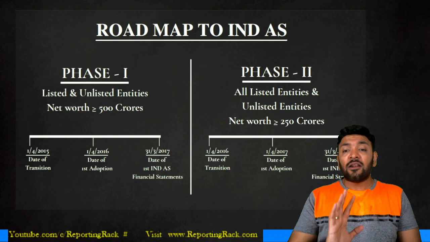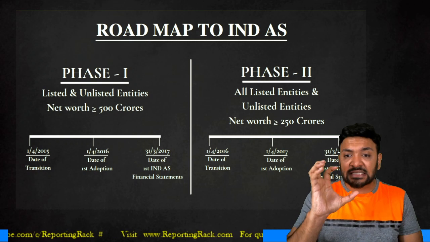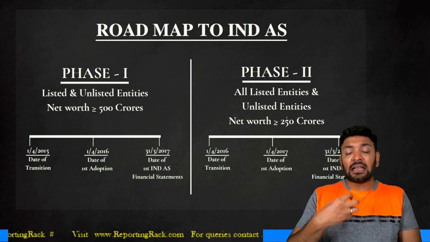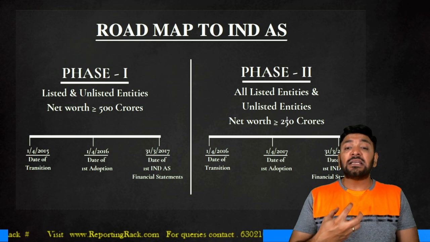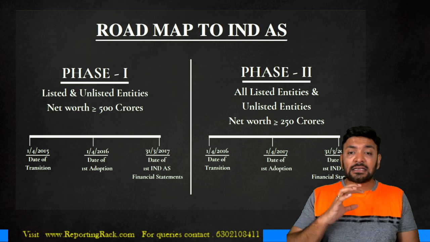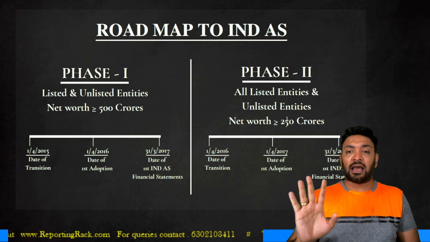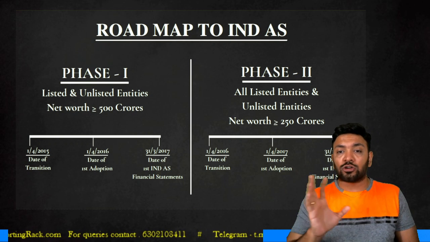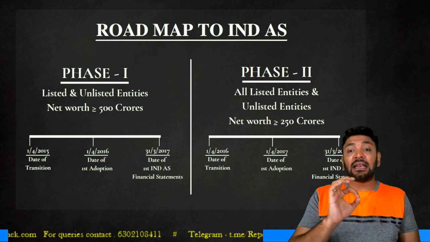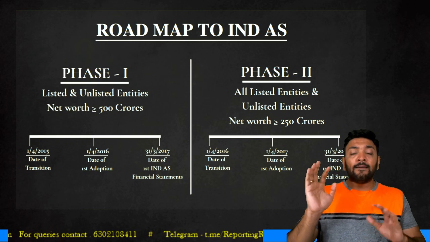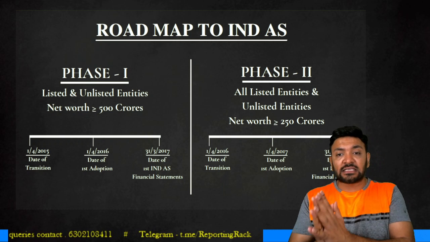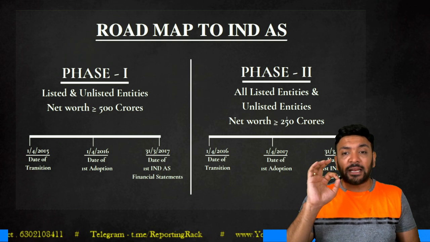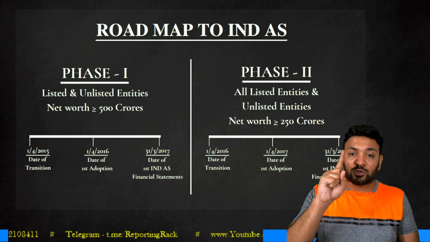And he said, under phase one, I'll only try to include a certain set of companies which I feel have sufficient resources and are very much ready to adopt. These enterprises are listed and unlisted enterprises, be it listed, be it unlisted, I'm not bothered. If they have a net worth of at least 500 crores, at least means greater than or equal to 500 crores, so any listed or unlisted enterprise which has a net worth of at least 500 crores shall start adopting IND AS under the category of phase 1.